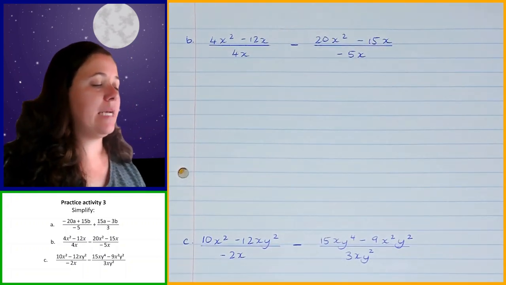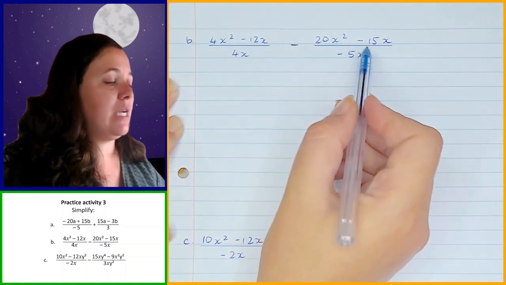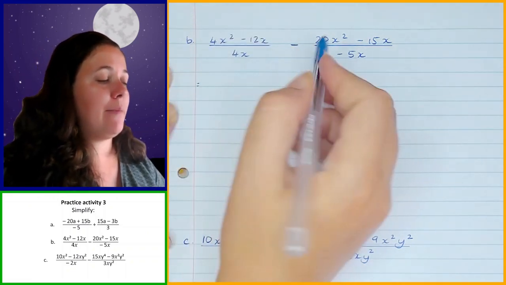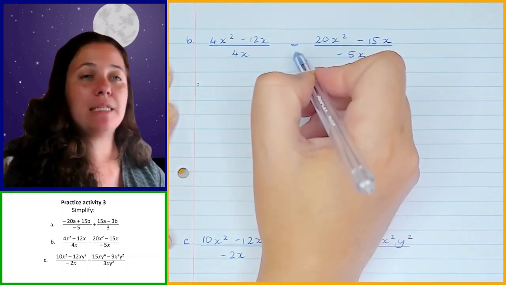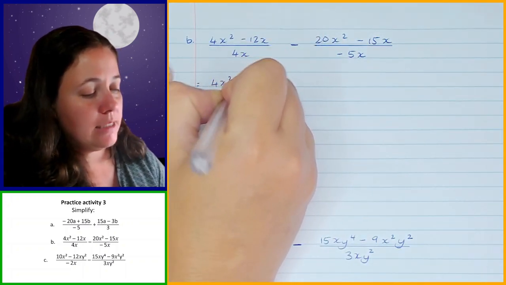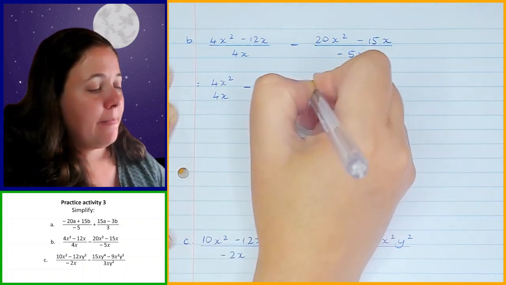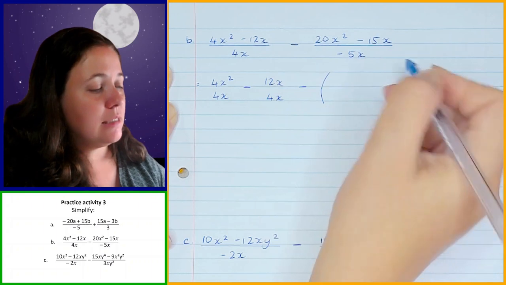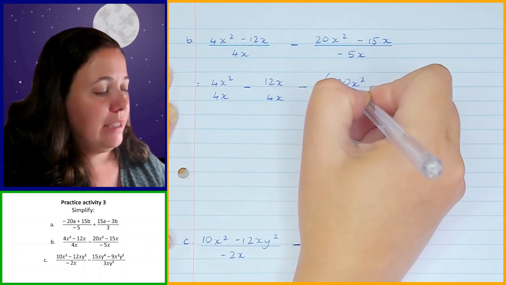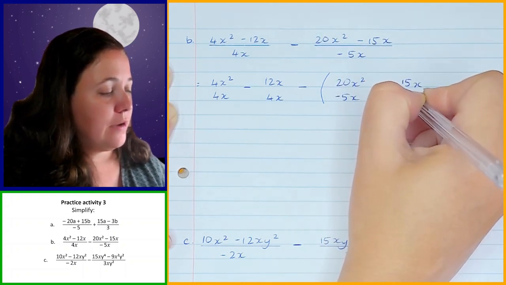We had (4x squared minus 12x) over 4x minus (20x squared minus 15x) over negative 5x. So the first thing we're going to do is split it up and make sure we put this in brackets, because I've got a minus in front of that fraction over there. So I've got 4x squared over 4x minus 12x over 4x, and then minus, in brackets, 20x squared over negative 5x minus 15x over negative 5x.